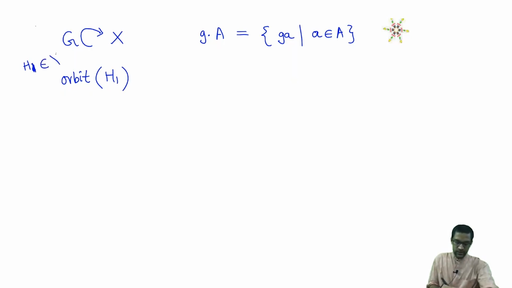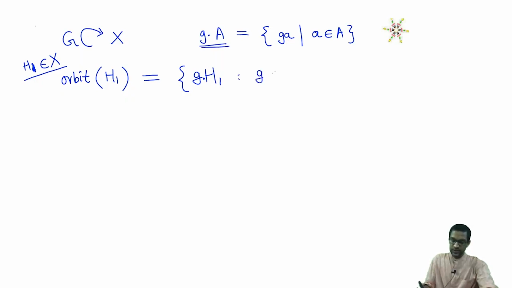H1 is an element of X, it's a subset of cardinality p^d. So it's a valid question to ask what's the orbit of this point. It's now just a single point in the set X. So what's its orbit under the group action? Well, by definition, this is just going to be all elements of the form g·H1, where g·H1 is this g·A. So it's just g·H1 as g runs over G. This is what the orbit means.